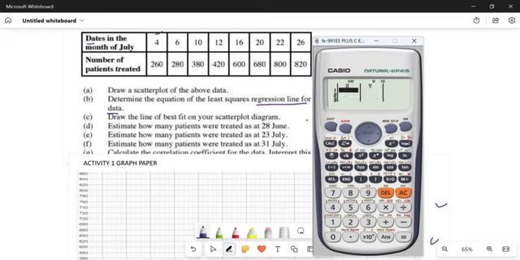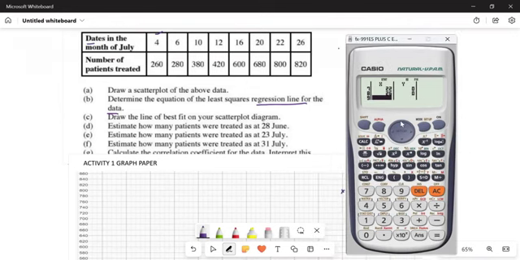And then after that, you put the X values. You have 4 equals, you have 6 equals, you have 10 equals, I have 12 equals, I have 16 equals, 20 equals, 22 equals, 26 equals. And then after that, you go to Y.